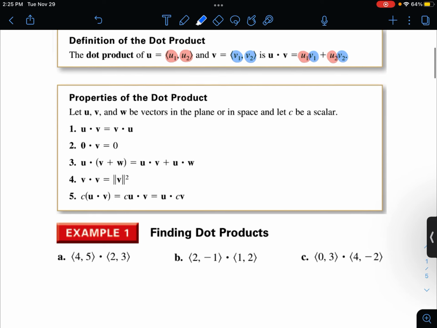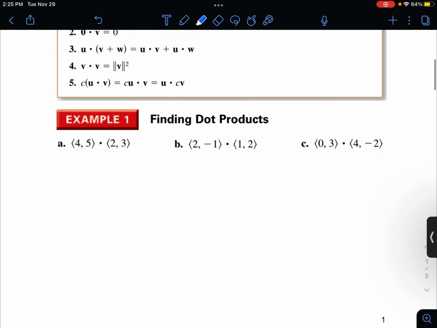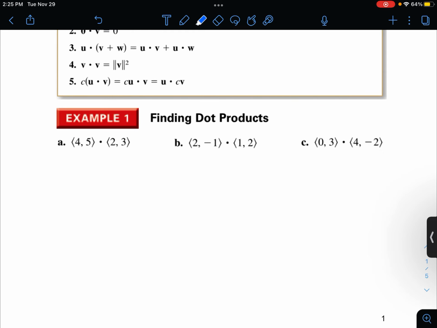But first, we're going to go in and just find some dot products. So we want to take, by our definition, the first component of the first vector and the first component of the second vector, and we will multiply them. So we're going to do 4 times 2, sorry. We're going to add that product to whatever 5 times 3 is. Well, 5 times 3 we know is 15, so we are simply taking 8 plus 15, which gives us an answer of 23. So the dot product between these two vectors is just a number, 23.